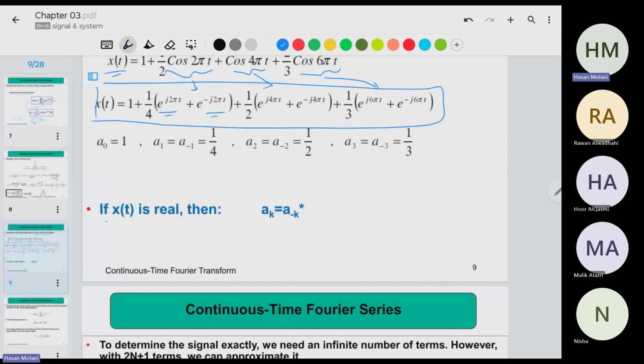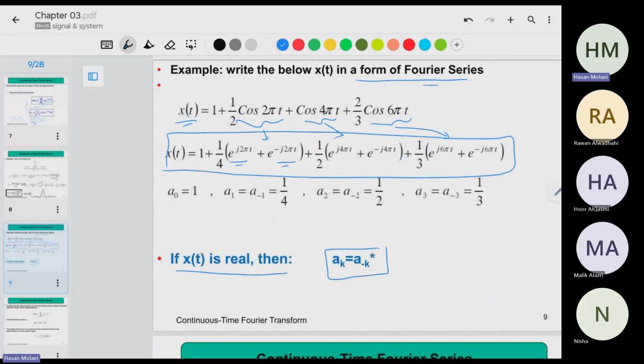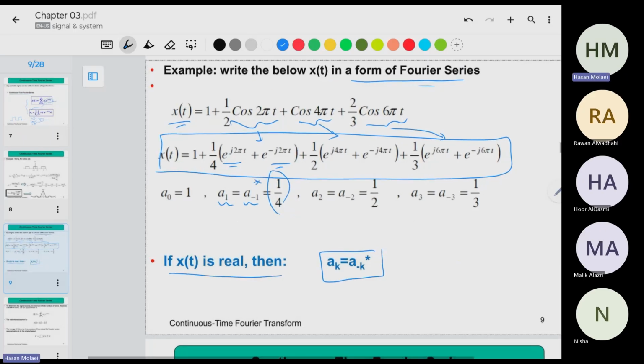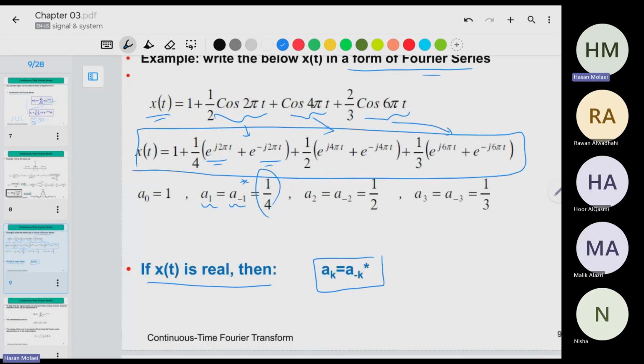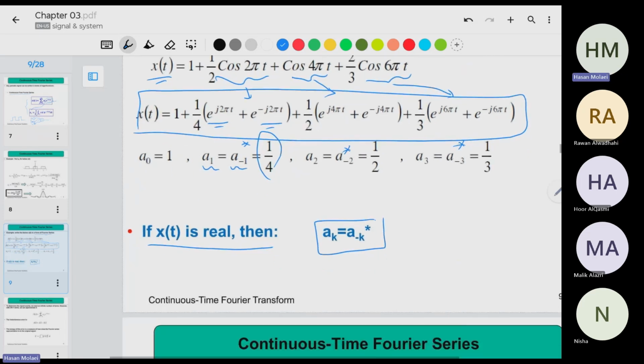If x(t) is real, A_k should be the conjugate of A_minus_k. As you can see here in the example, A1 and A minus 1 both are conjugate. Since this is a real value, its conjugate is equal to its original value. And same here, same here. If x is real, we can do that.